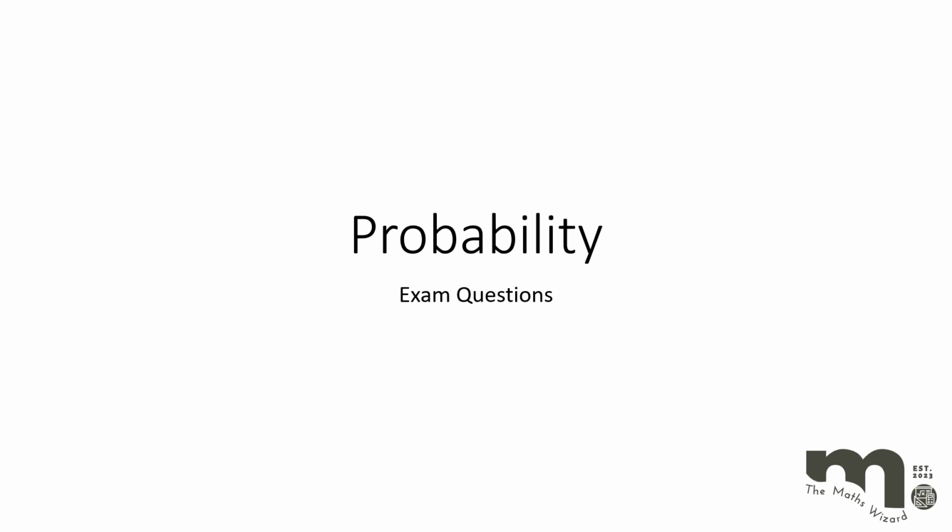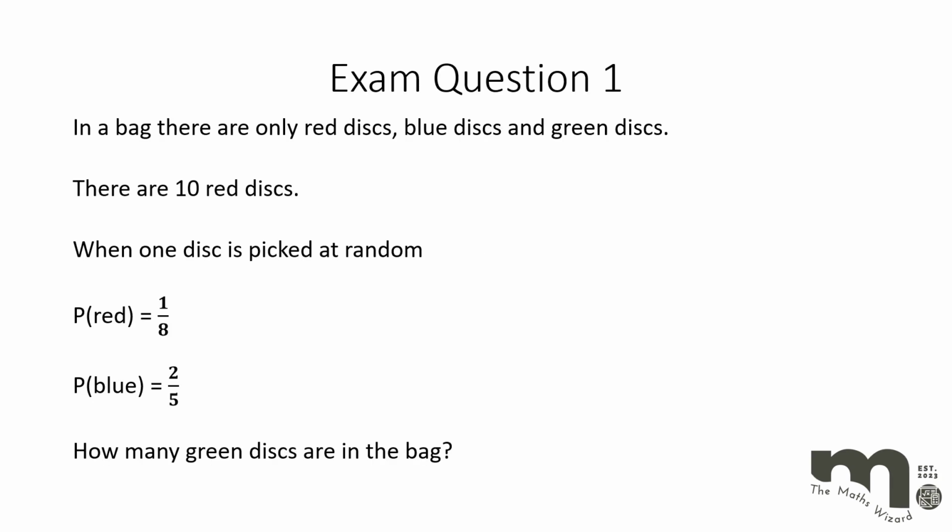Okay, so now we're going to take a look at some past paper questions on probability. First question then, we've got in a bag, there's only red, blue and green discs. We know that there are 10 red discs. One of the discs is being picked at random, and it's told you a couple of probabilities. It's written using this sort of notation here.